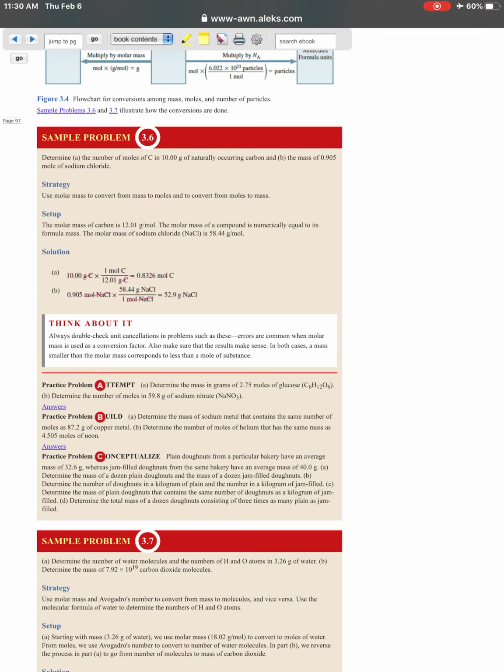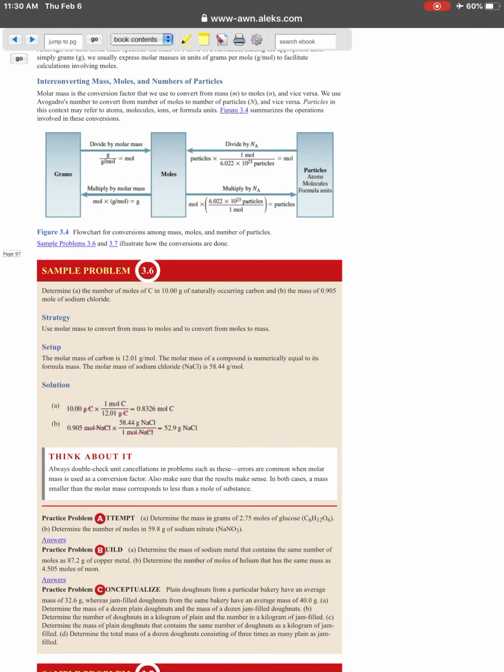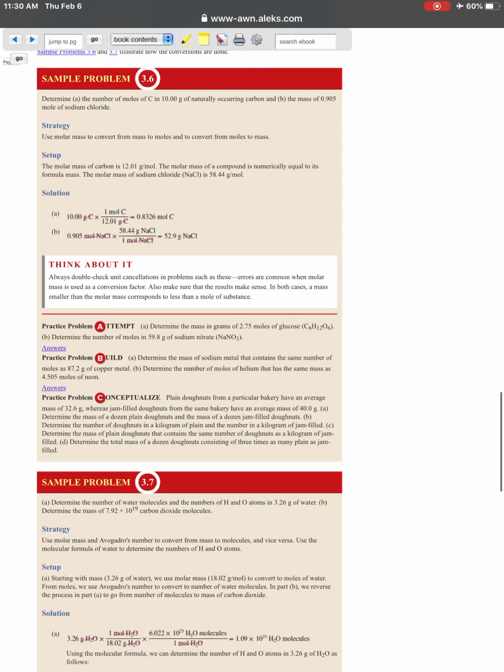Now, in part B, it says, here's the number of moles, find the mass. Going the opposite. So you come back up to this chart. Number of moles is going to get the mass. You're going to multiply by the molar mass. That's over on the left on the bottom. So 0.905 moles of sodium chloride, multiply by the molar mass, and that will give you the mass of sodium chloride, which is 52.9 grams.